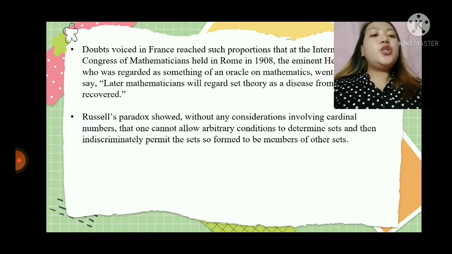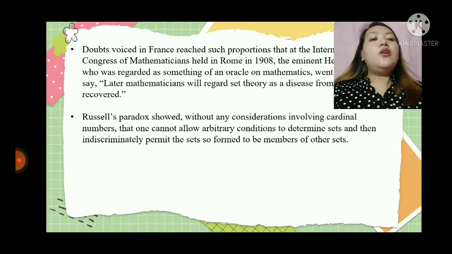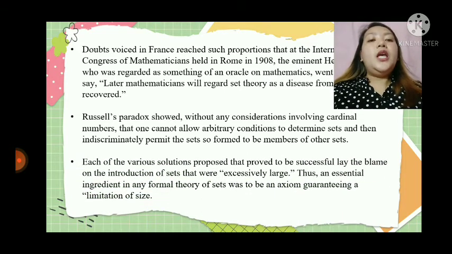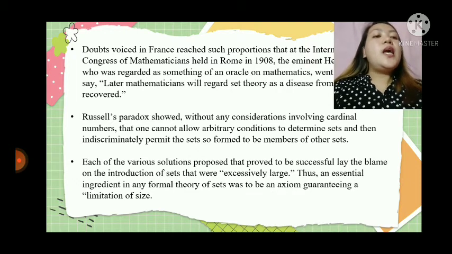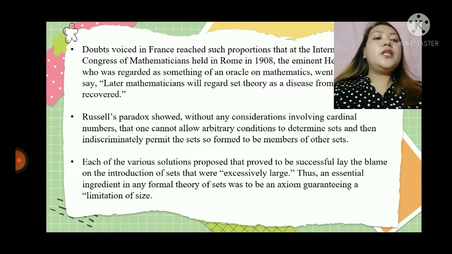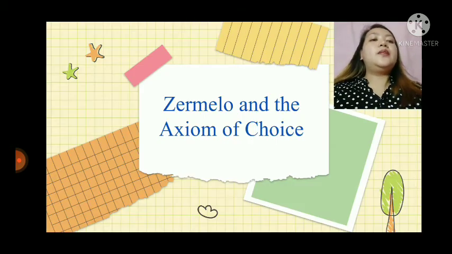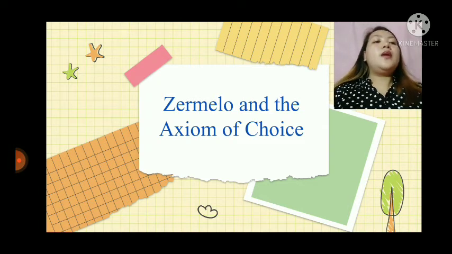Russell's paradoxes showed, without any consideration involving cardinal numbers, that one cannot allow arbitrary conditions to determine sets and then indiscriminately permit the set so formed to be a member of another set. Each of the various solutions proposed that proved to be successful laid the blame on the introduction of sets that were excessively large. Thus, an essential ingredient in any formal theory of sets was to be an axiom guaranteeing a limitation of size. Next, we have Zermelo and the axiom of choice.